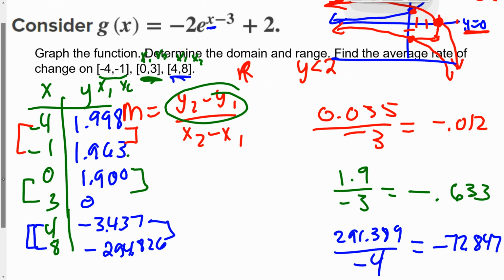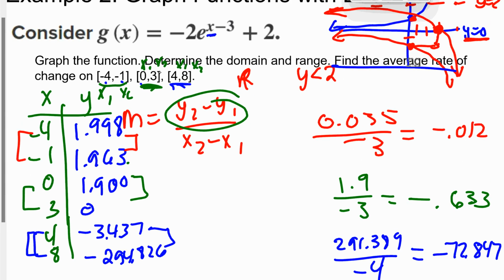So I just graph it, look at my table to see all my x's, find my y's, and then take the difference of my y's divided by the difference of my x's. And again, I notice this is going down from left to right, so that's why my number should be negative.